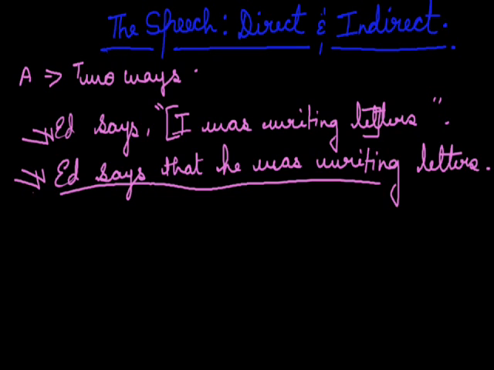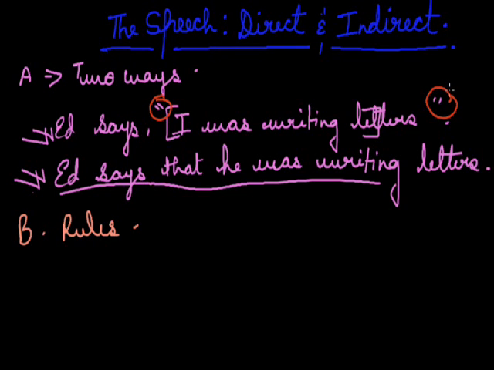Now, next is rules of changing direct into indirect. When we change direct into indirect speech, we observe the following changes. The first is that the inverted commas of the direct speech are removed. That is what has been removed when you have converted it into indirect speech.